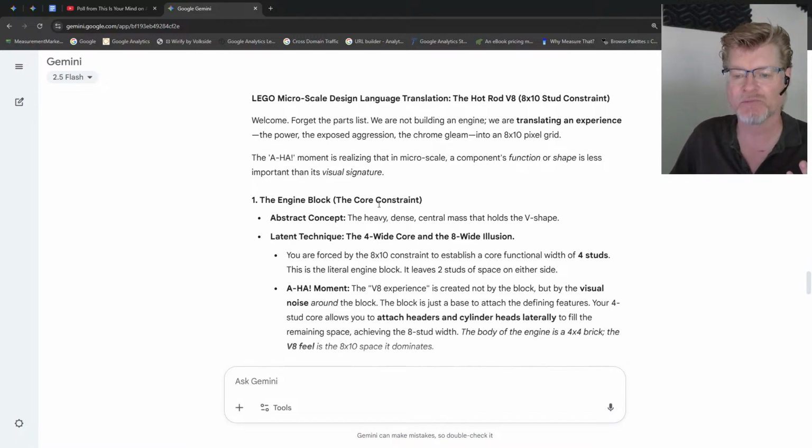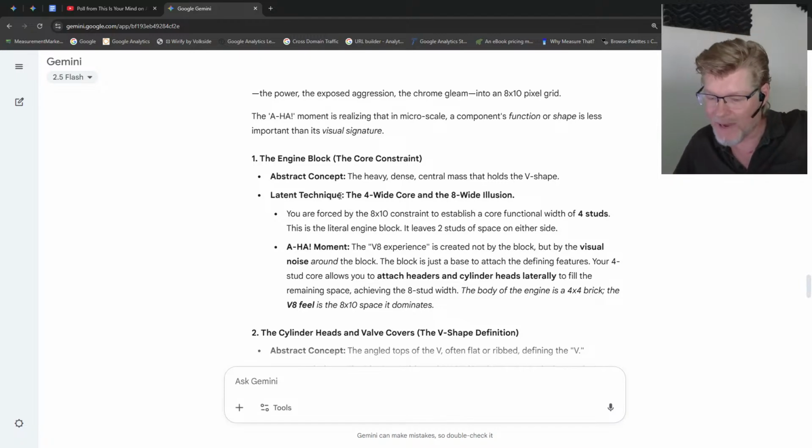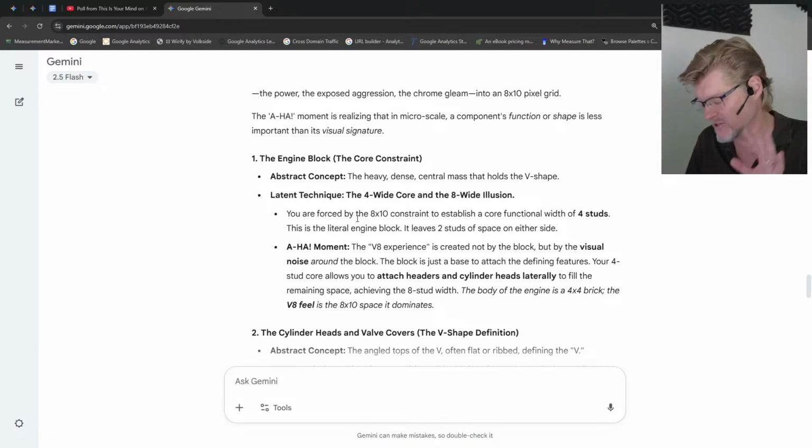So let's talk about the engine block, the core constraint, the abstract concept. It's a heavy, dense central mass that holds the V shape. The latent technique, right? This is the background technique there that was sitting there. The 4 wide core and the 8 wide illusion. So now, some of this is speaking Lego. I have no idea what it means because I don't build Lego.